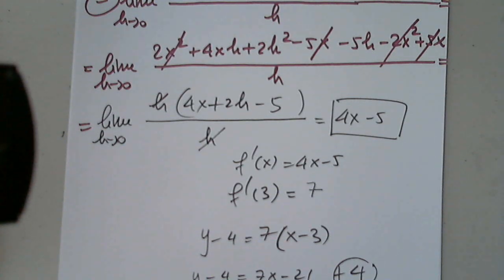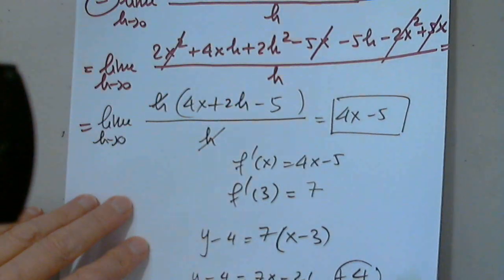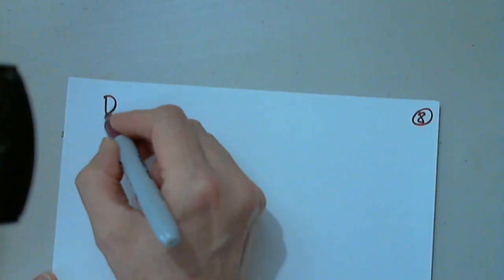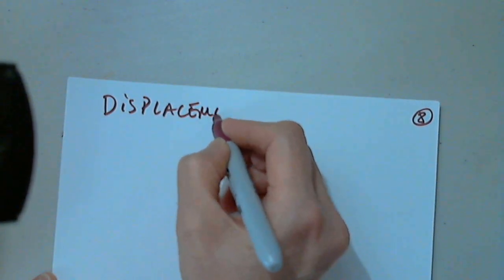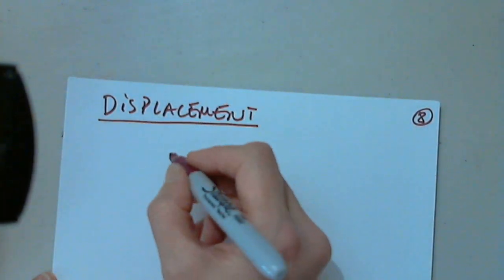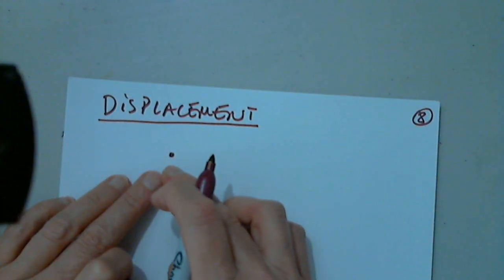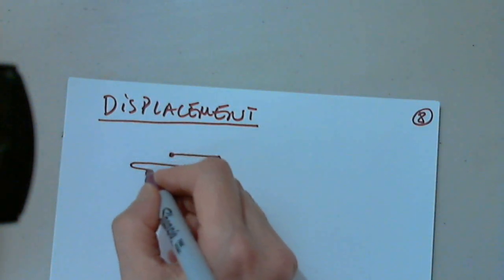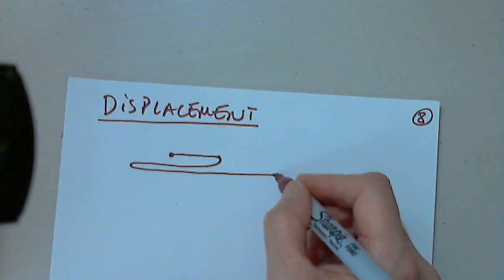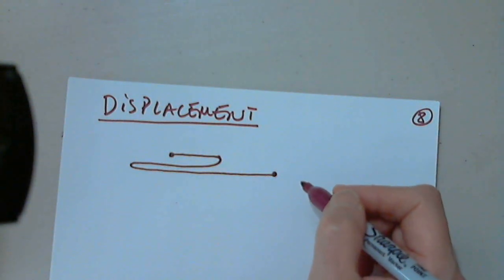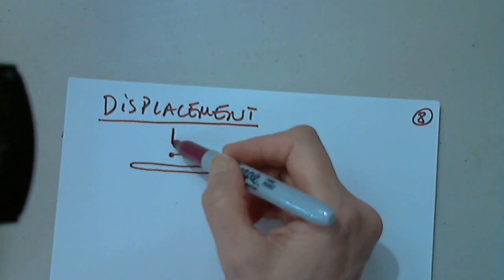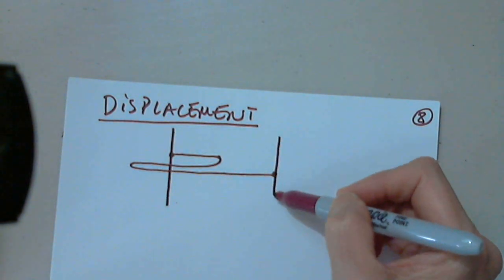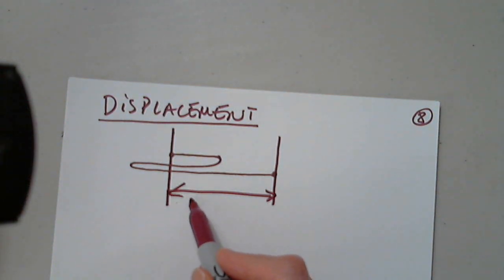Let's take a look at a problem with displacement. So let me explain what a displacement is, and then we'll go back there. Page 8. Displacement. Let's suppose we have a particle that starts here and goes to the right for a few seconds, and then goes to the left for a few seconds, and then goes to the right for a few seconds, and stops here. The displacement is the distance between the beginning point and the end point. This is the displacement.